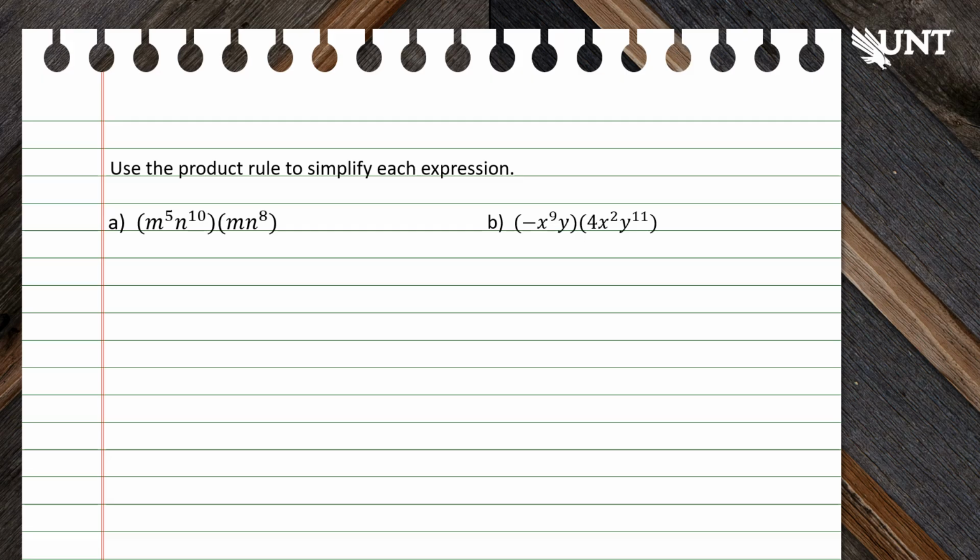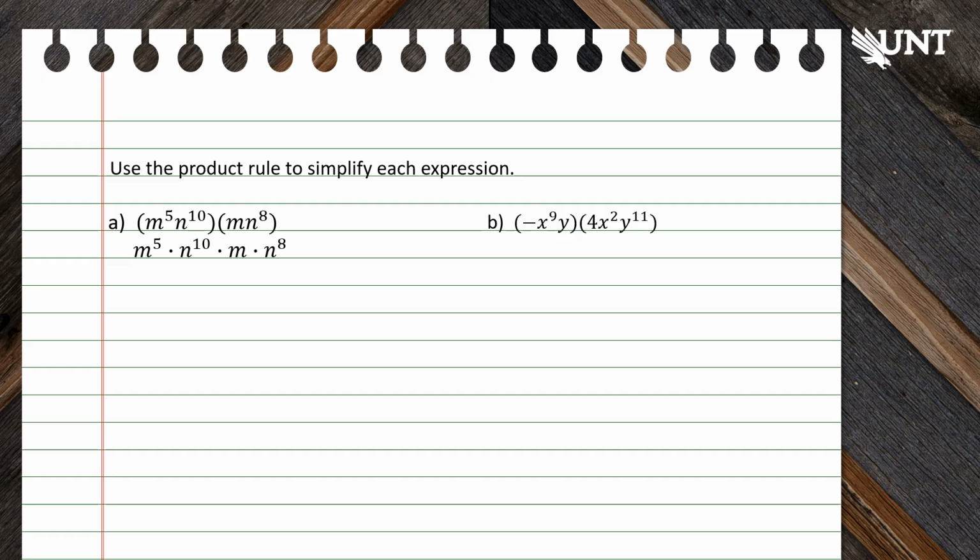Now this problem is a little bit bigger than the previous ones, so I really want to make sure we understand it. First and foremost, we see that we have quantity 1 times this second quantity. That means there is multiplication. But inside each quantity, we have the m touching the n, which is also multiplication. So in other words, all of these values are multiplying, so we can now rewrite it without any parentheses. And when we do, we will have m to the 5th times n to the 10th times m times n to the 8th.